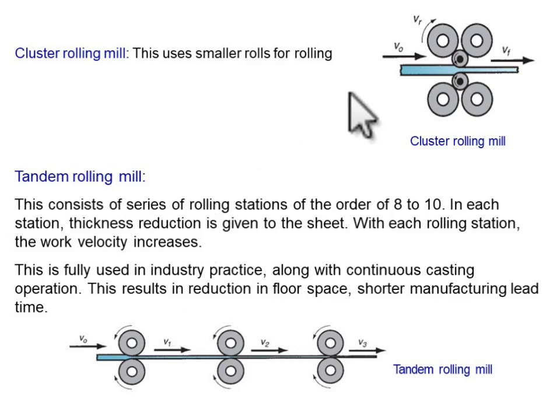Now these are cluster rolling mills. Cluster rolling is basically used where the material is too hard, we need high force, and deflection must be avoided. Then we use this kind of arrangement. In industry, for increasing the production rate, we use a tandem rolling mill, in which we use two high mills in a series. So this is basically a tandem rolling mill.